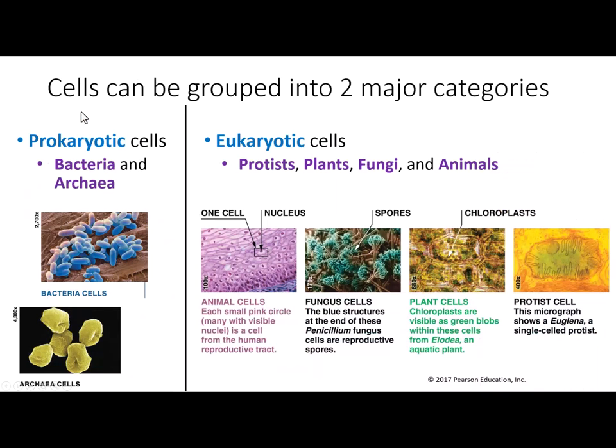Again, our cells are grouped into two major categories. Our prokaryotic cells, which contain bacteria and archaea, are the two domains made up of prokaryotic cells. And then our eukaryotic cells consist of protists, plants, fungi, and animals, as we discussed back in chapter 1.